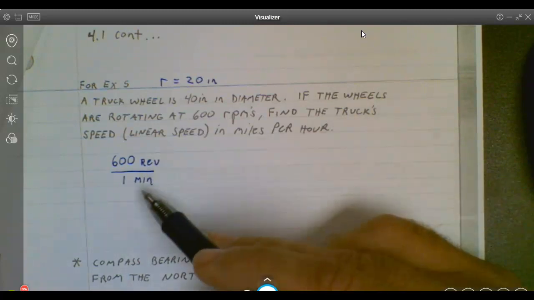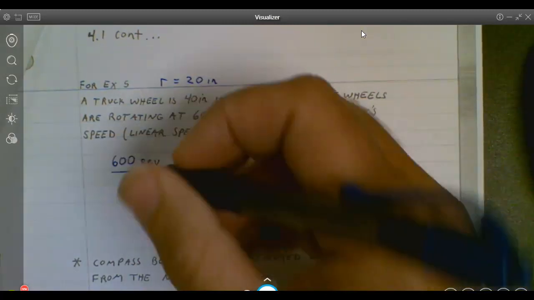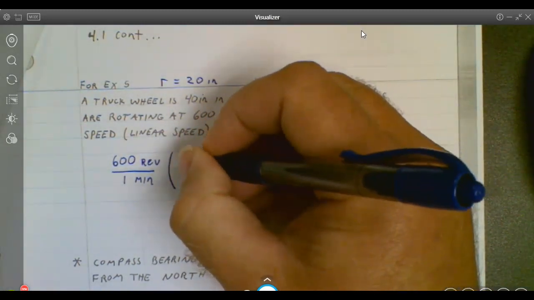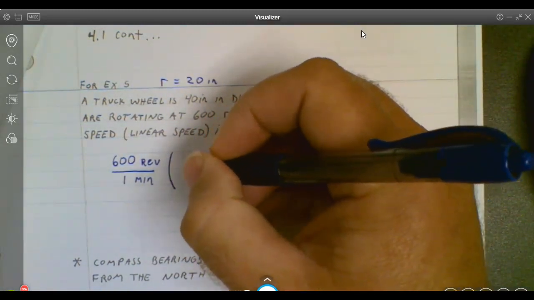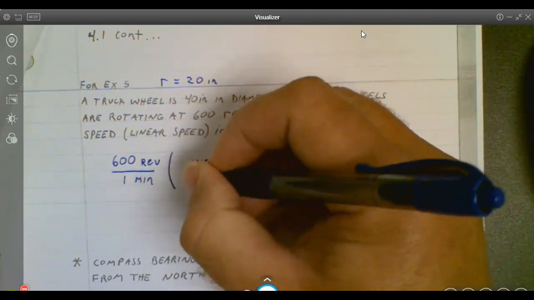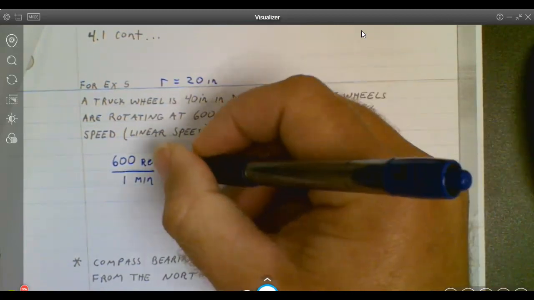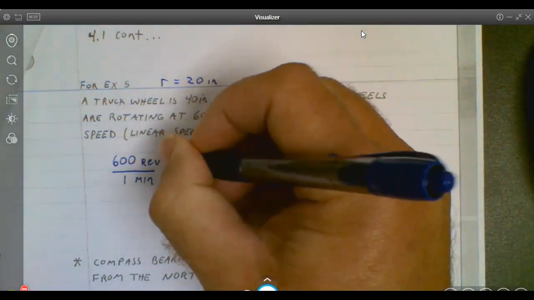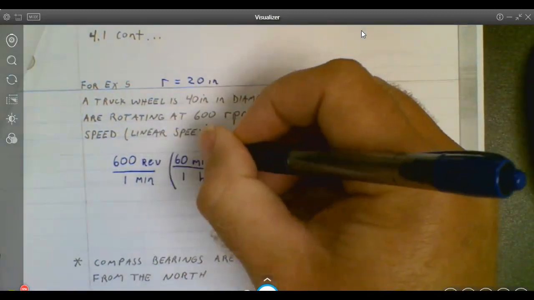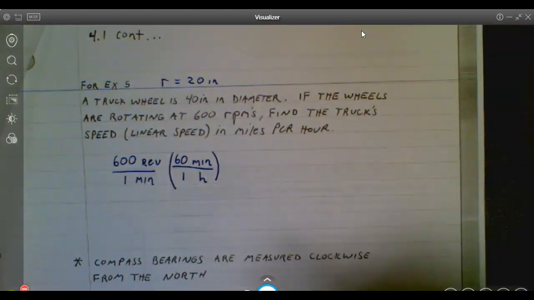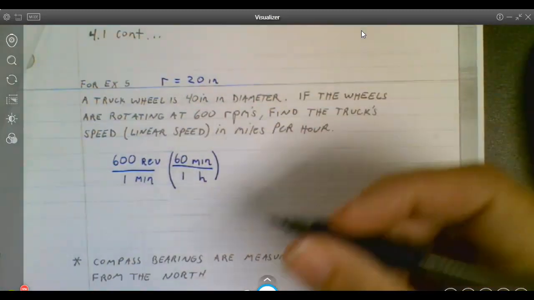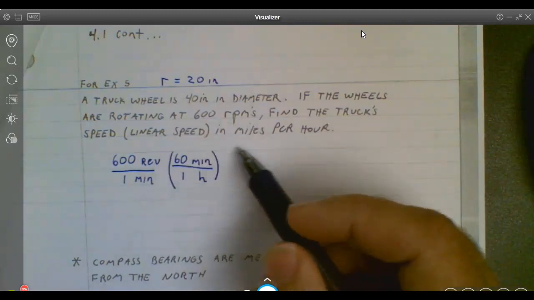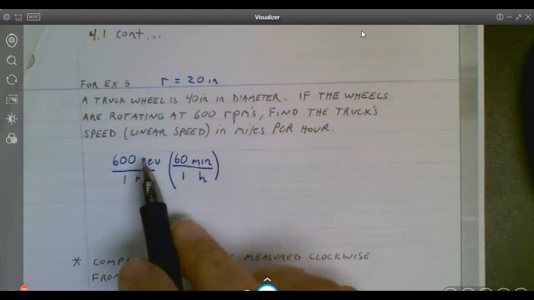But if I want to get at least from minutes into hours, let's throw that one in. So we want our minutes to cancel so that we can end up in hours. So let's throw in our conversion ratio for that one. And from there, we now need to get our revolutions into terms of a mile, right? So we're thinking length on this.